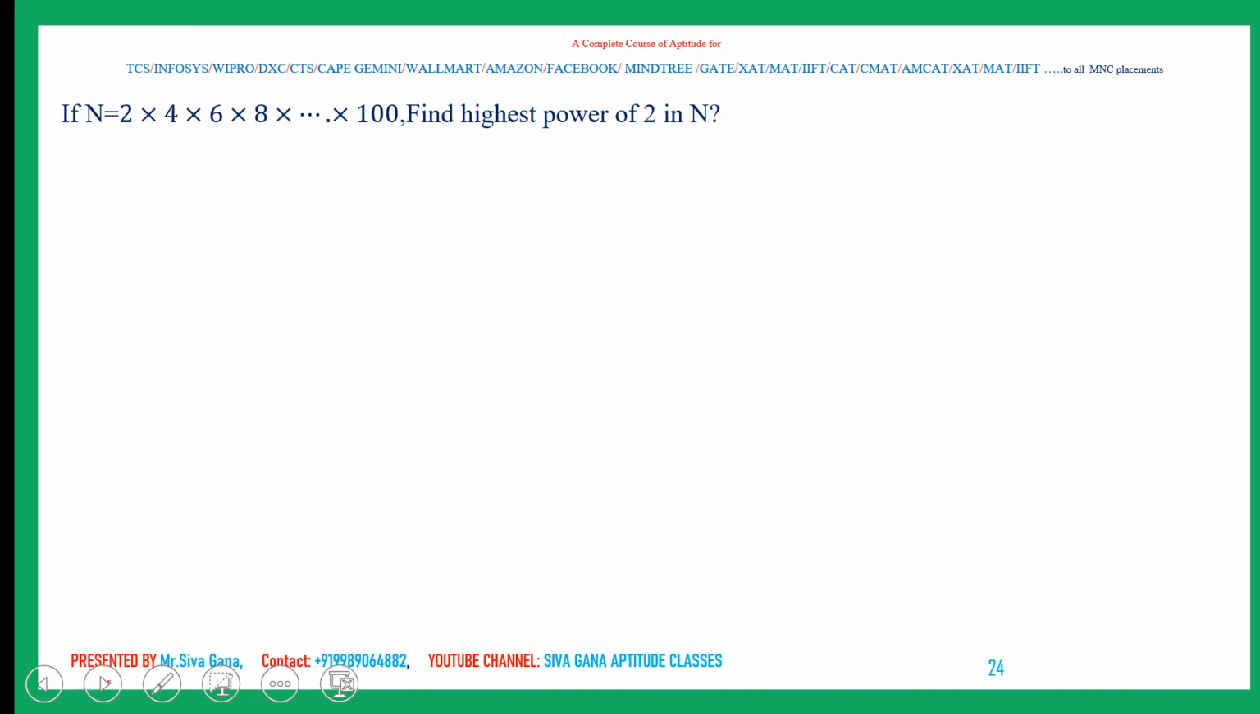n is equal to 2 into 4 into 6 into 8 and so on up to 100. Find the highest power of 2 in n.